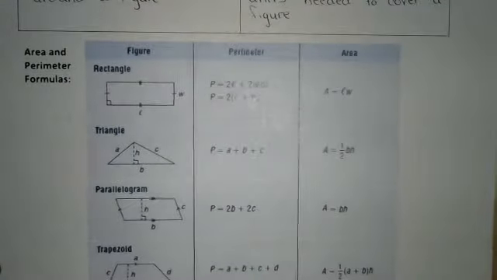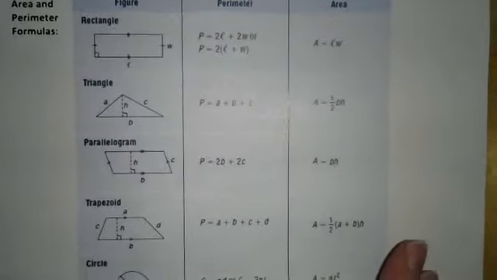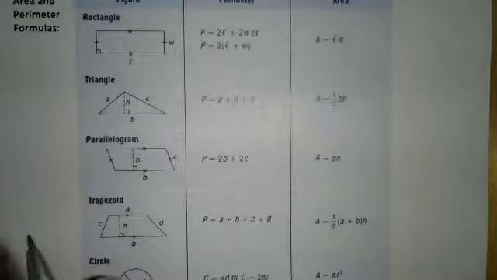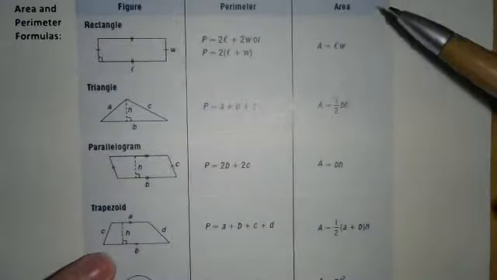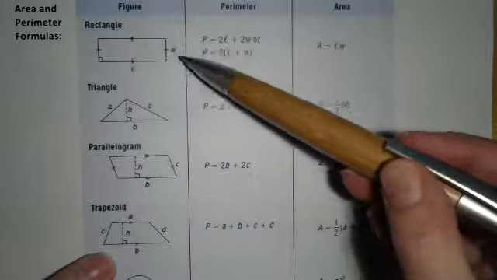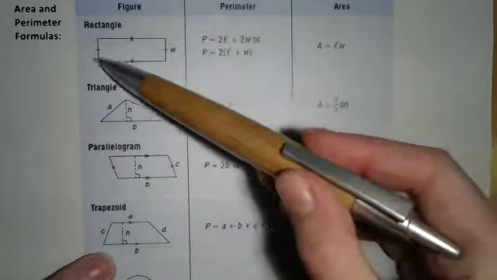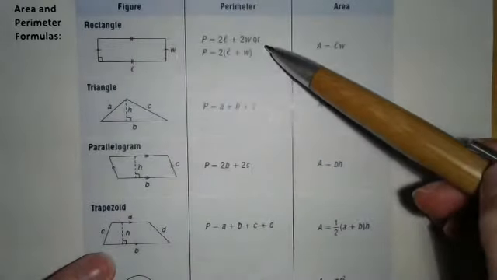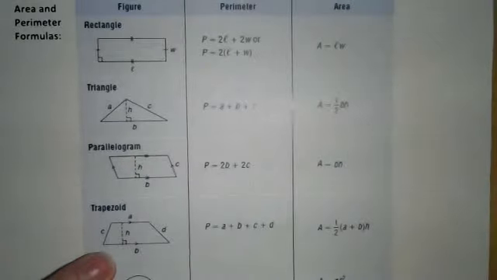So these are all formulas for different shapes. I can't quite fit them all on here, and I'm not going to read over all of these. Many of them will be familiar. Area is length times width for a rectangle. Perimeter is adding up all of the side lengths. There's 2 of these lengths and 2 of these widths, 2L plus 2W, or we can factor out the 2, and the formula is P equals 2(L plus W).